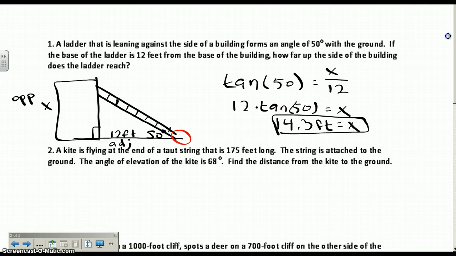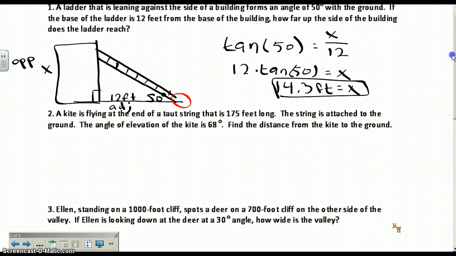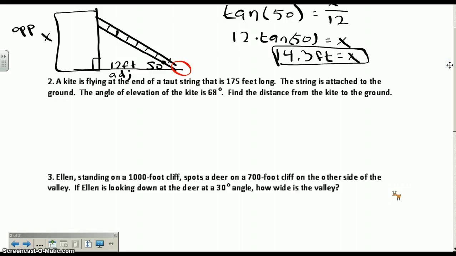Okay, look down at number 2. They're going to get a little bit harder with the diagrams, but the procedure is the same every single time. So a kite is flying at the end of a taut string that is 175 feet long. The string is attached to the ground. The angle of elevation of the kite is 68 degrees. So here's my ground point, my ground stake. I'm going to draw the kite. There's my kite flying. Remember, angle of elevation is always off the horizontal, so elevation is going to give me this 68 degrees.